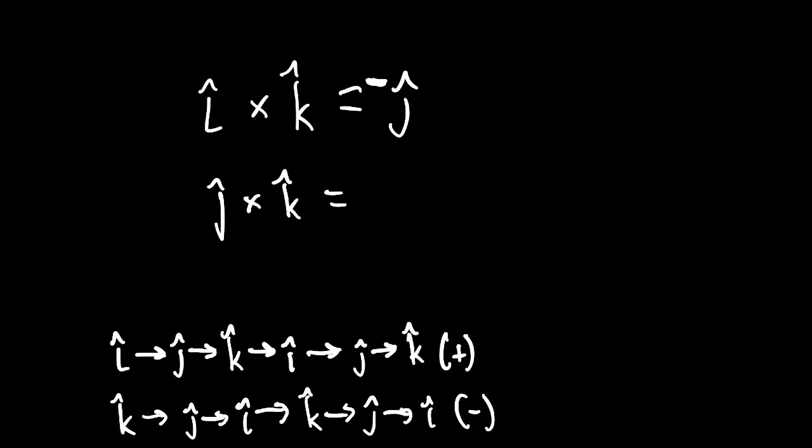J. So I can use my hand, and J is going up, bend in the outward direction. I'm going in the I direction. I can also see that down here. J, K, I comes next. That's a positive, so it's positive I.